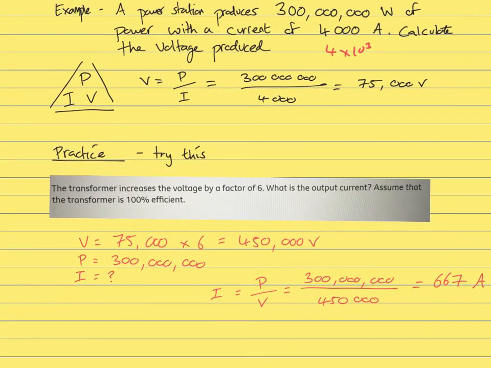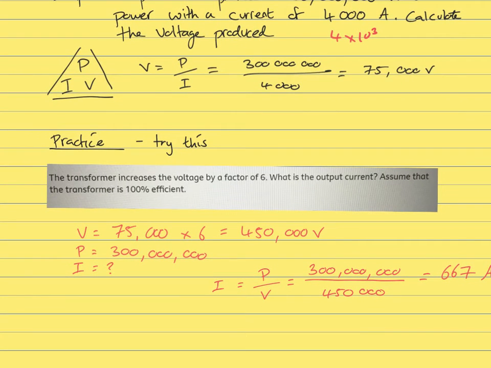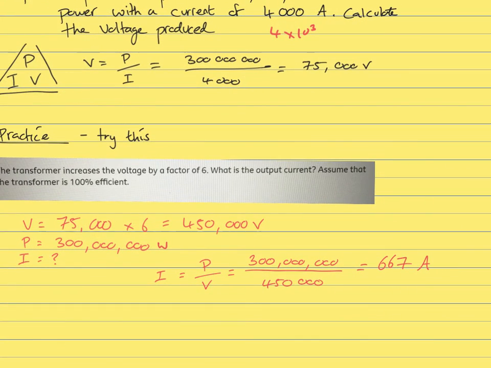All right then, so hopefully you've got something written like this. I've identified my voltage as 75,000, but it increases by a factor of 6. So I've taken that now to 450,000 volts. Then my power was fixed, as we said. It was 300 million watts. And then my current, I don't know what it is. So I put my finger over I, it's P over V. I equals P over V equals 300 million over 450,000. That's going to give me 667 amps.